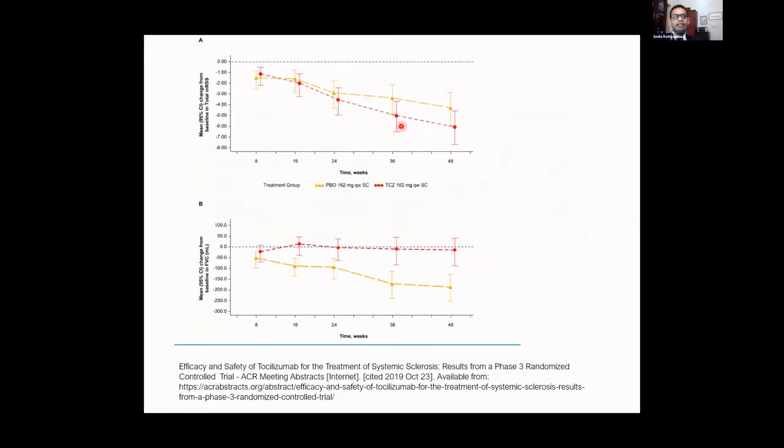And this is another study done in the UK, about tocilizumab in systemic sclerosis. As you can see, lung volumes are preserved with tocilizumab compared to the placebo, but on the skin there is no significant benefit.